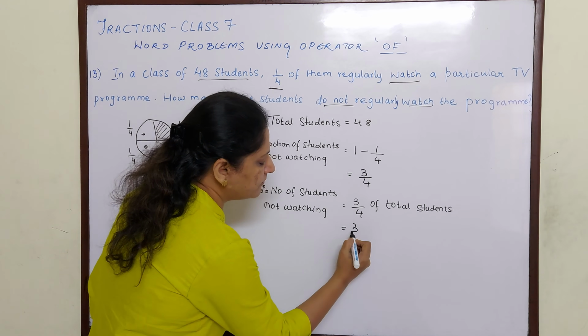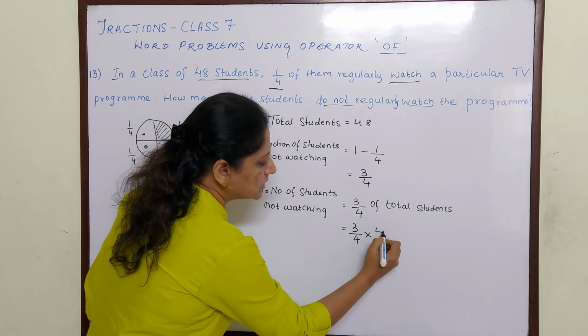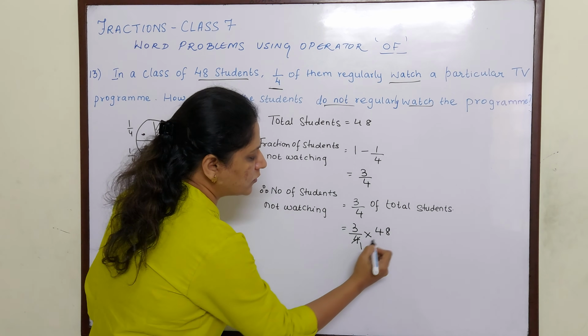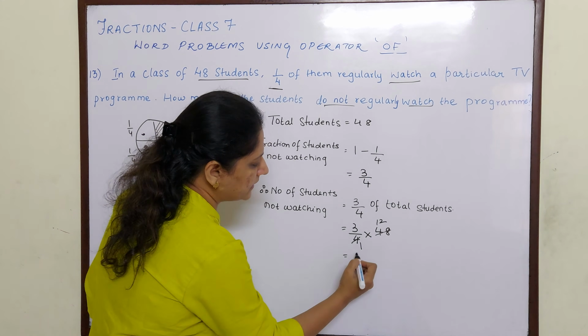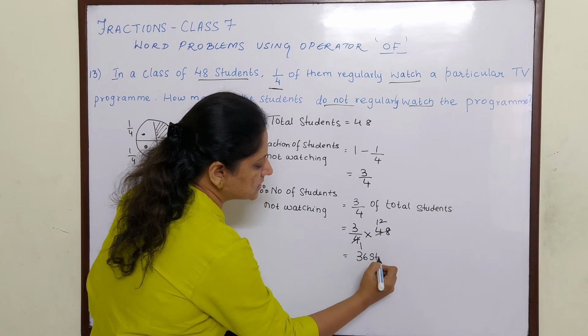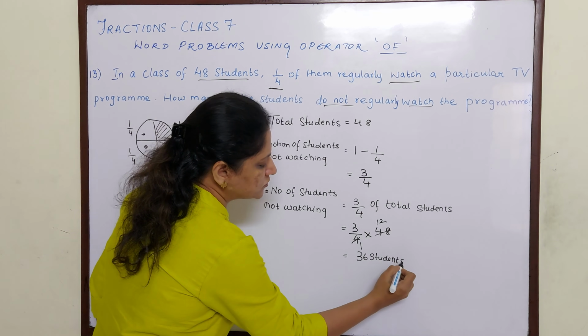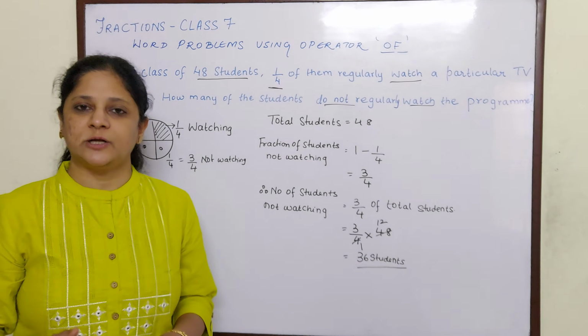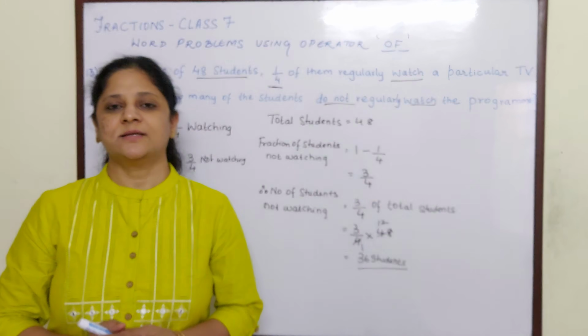3/4 of means what, children? Multiply. Total students is 48. So 4 ones are 4, 12s are 48. 3 12s are 36 students. So the number of students who are not watching the particular program is 36 students.